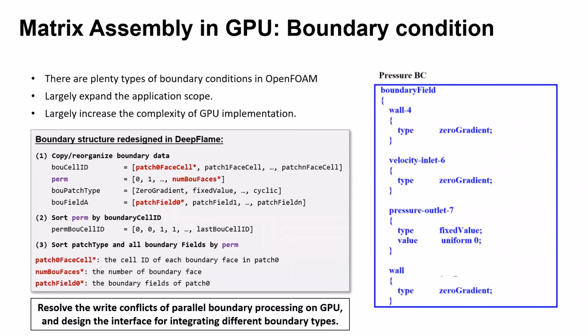In addition, we introduce an array which contains the boundary patch type, including zero gradient, fixed value, and many other types. This helps us to design an interface for integrating different boundary types.